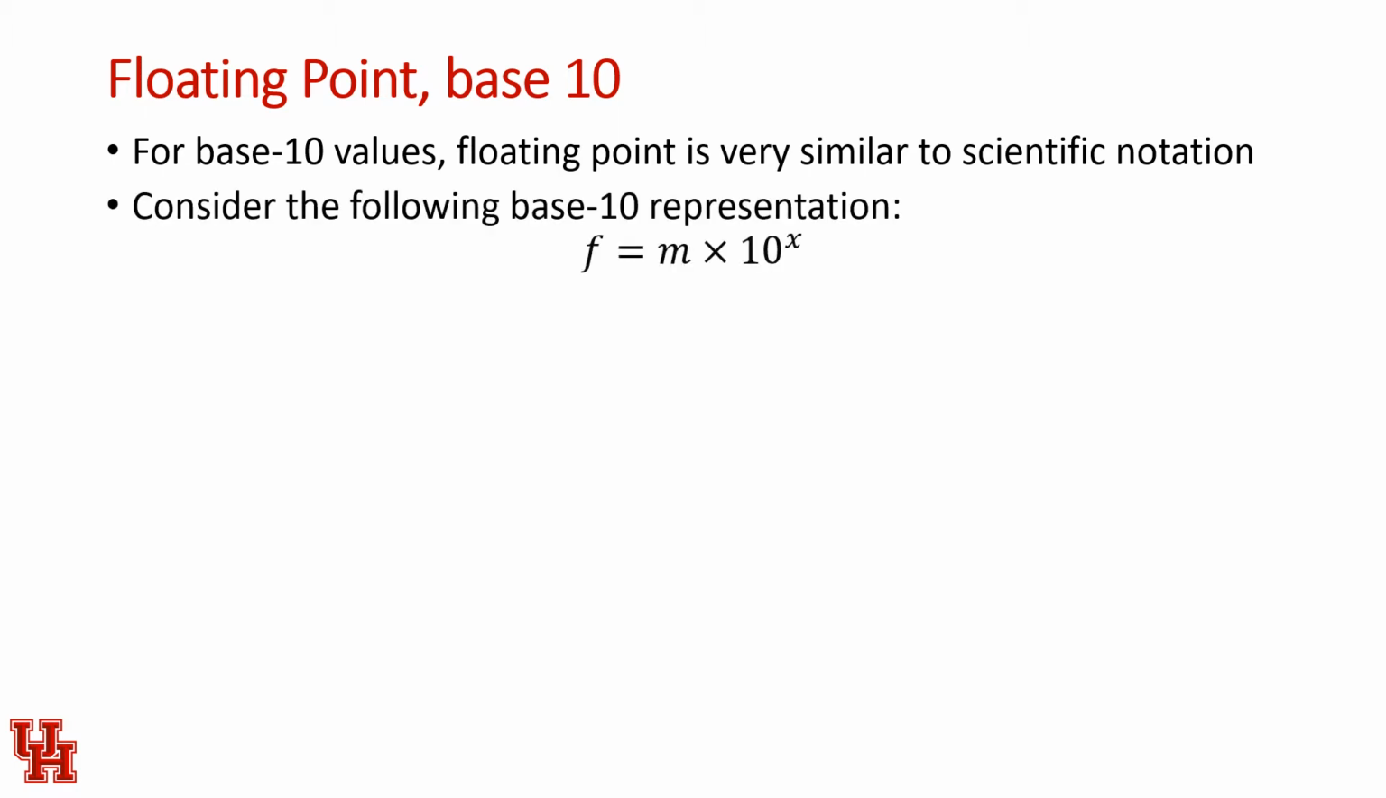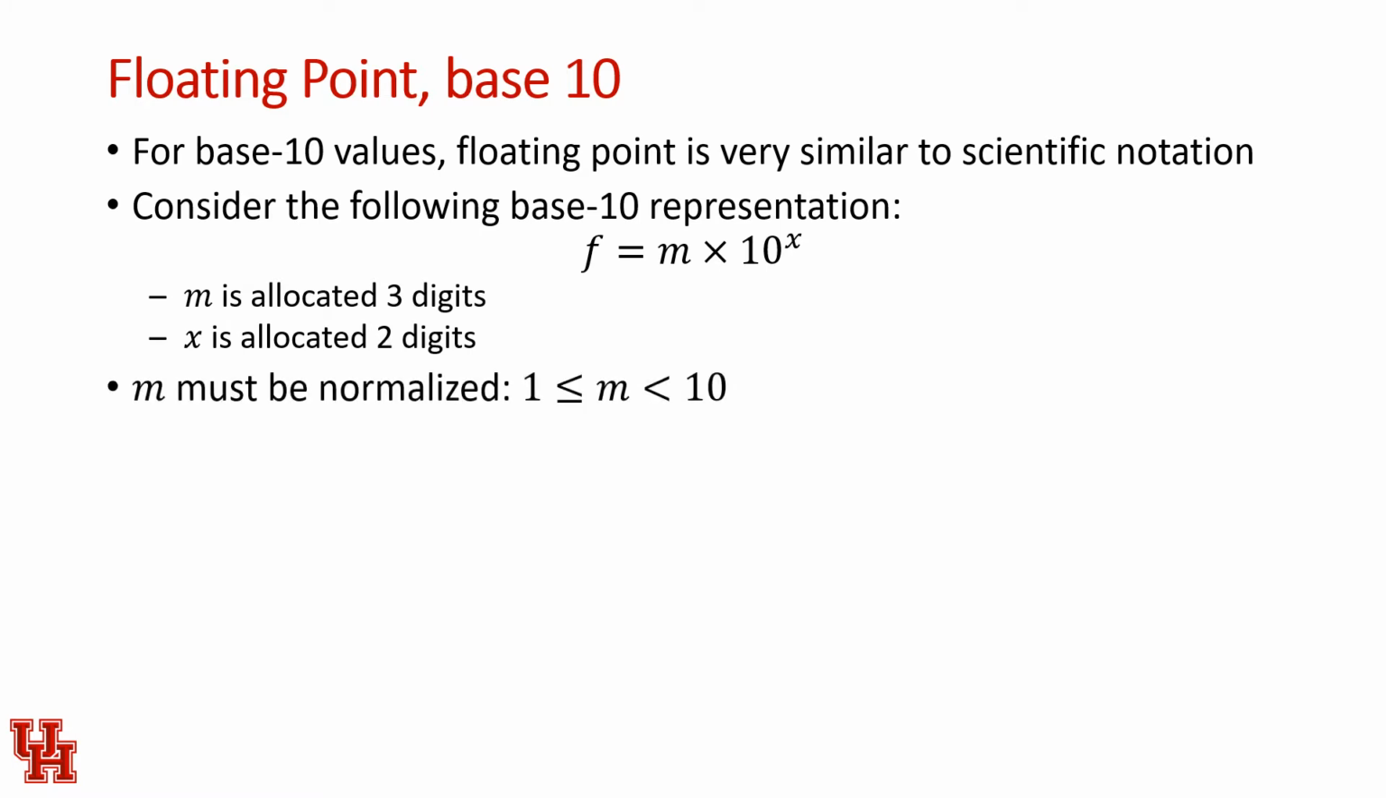So consider this representation where the floating point number f is given by m times 10 to the power of an exponent x. We specify the number of digits allocated to each exponent. In this case, for m we allocate 3 digits, and for x we provide for 2. Remember that m must always be normalized, meaning that it's between 1 and 10. In other words, the maximum possible mantissa given this format is 9.99. Using these constraints, we can represent a wide range of values.